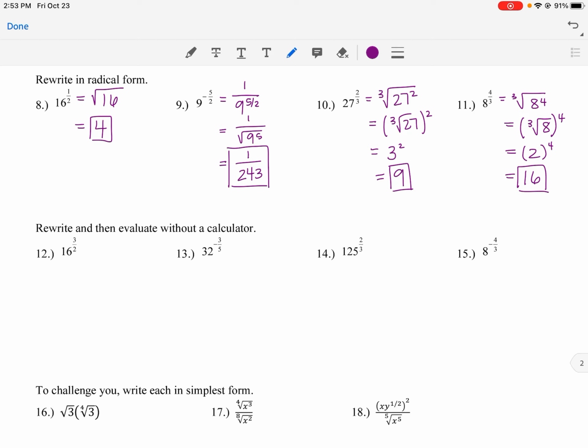Okay, this time, we want to rewrite and then evaluate without a calculator. And we just practiced this, similar to here.